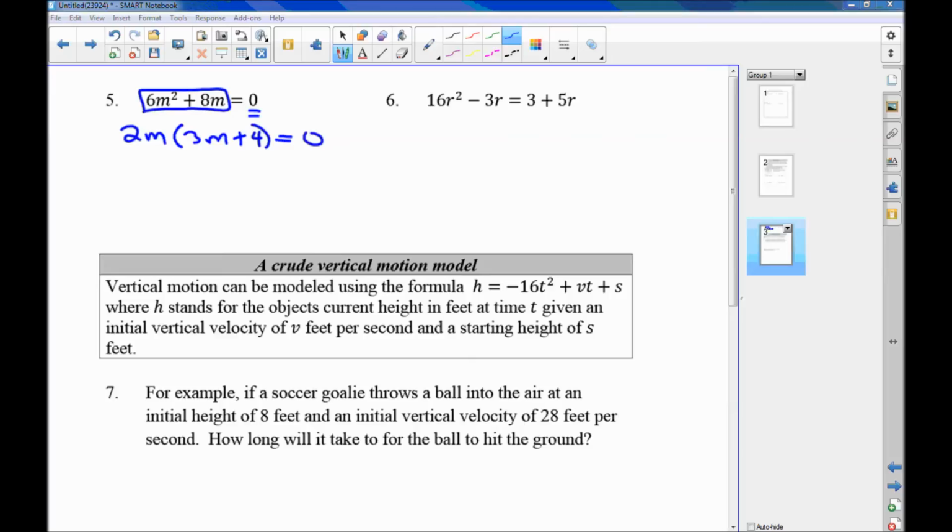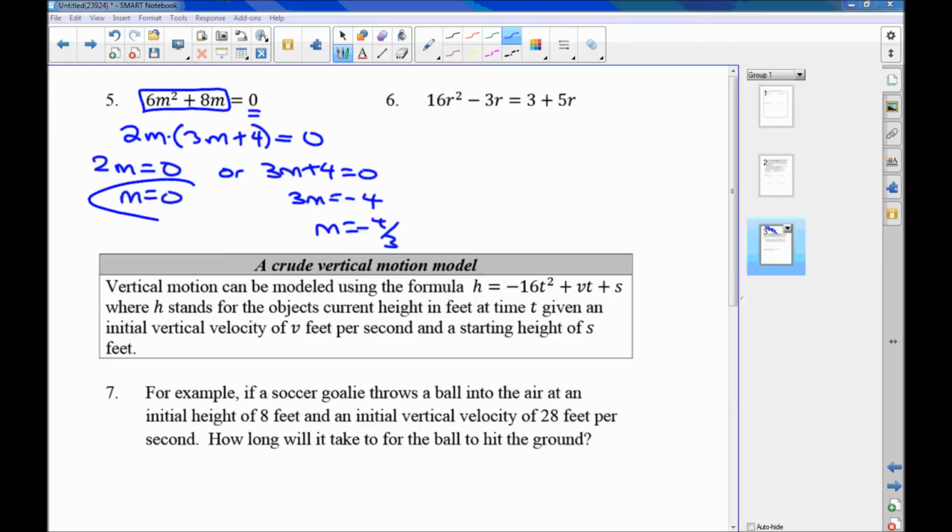All right, then we split this into two problems because it's still two expressions multiplied to make 0. So our first one is 2m equals 0, so m is 0. And our second one is 3m plus 4 is 0. So 3m is negative 4, and m is negative 4/3. So here are our two answers.